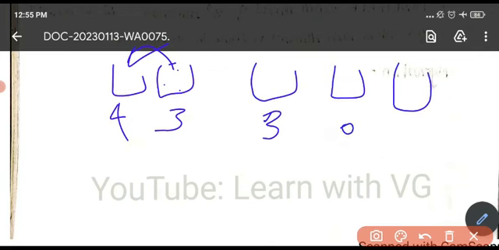Now pour the water present here into this jug. Now it can accommodate 4 liter, and the remaining here will be 2 liter. So that is it.